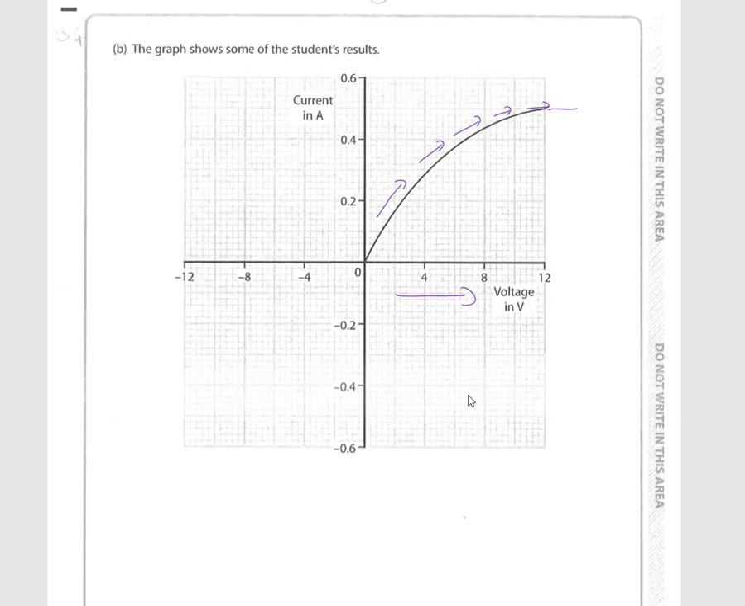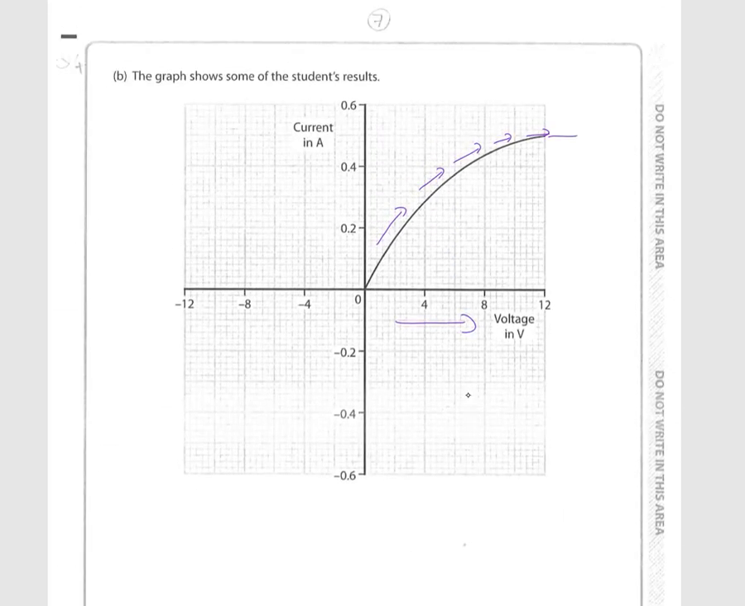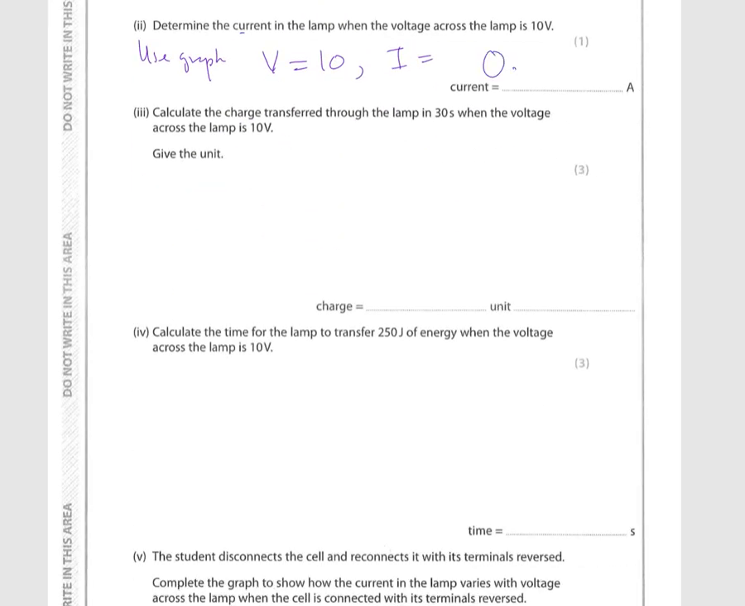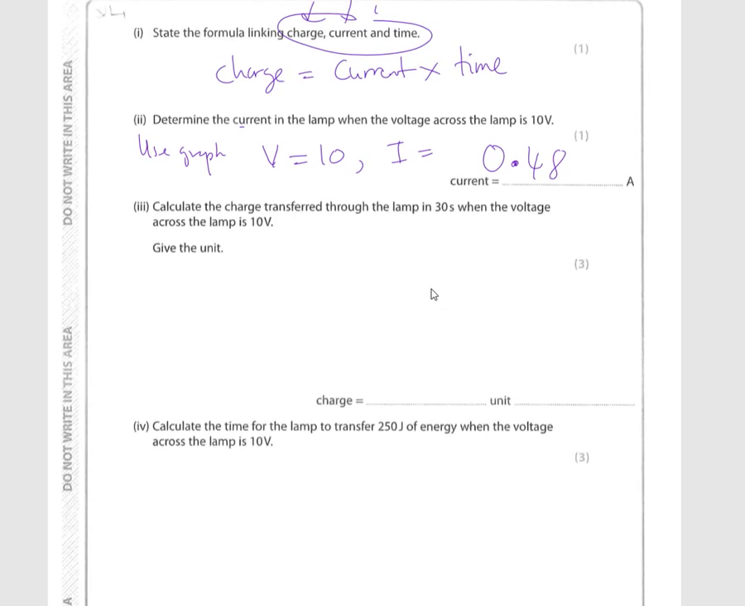When the voltage is 10, the current is, so let's go to the graph. Voltage is 10, so 10 is here. So we go across, and then we go across here. So how much is this? So 4, 5 somewhere there. So this is 4, so it's 4, 8. So this is 0.48. Good.